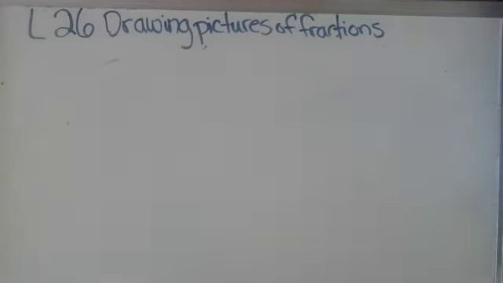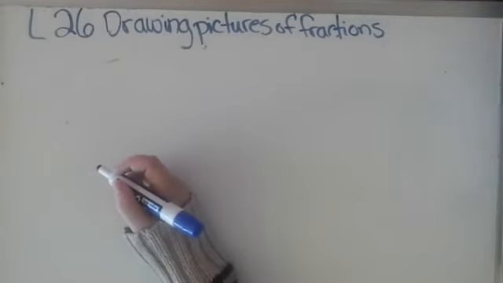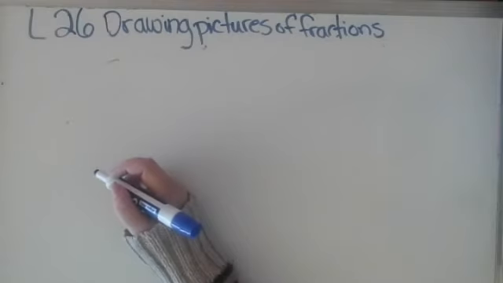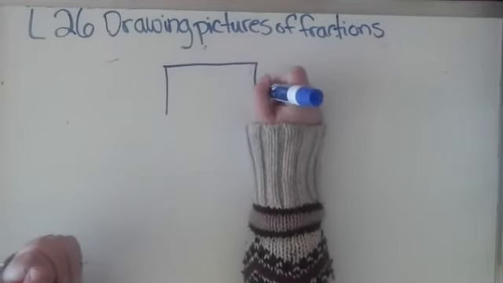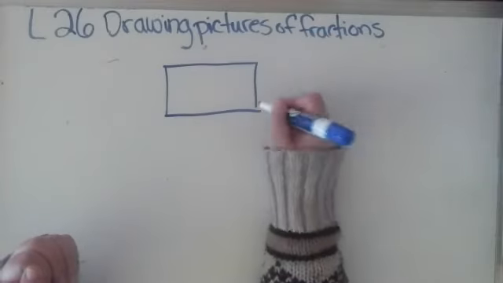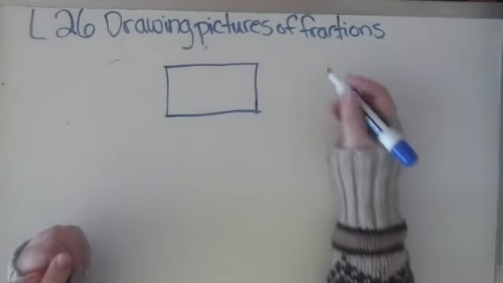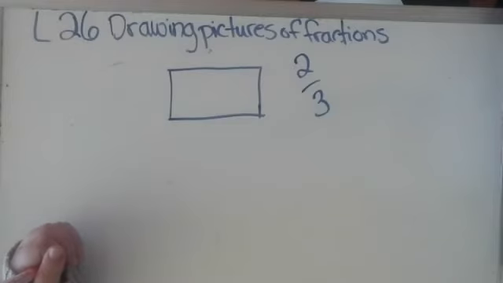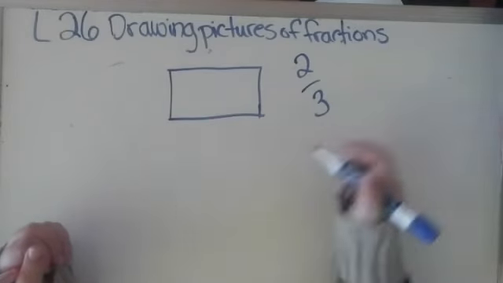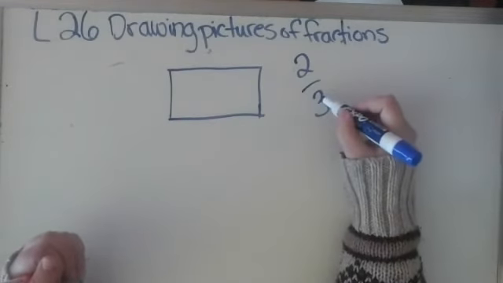If your question says draw a rectangle and shade 2/3. So we'll start with my rectangle. Okay, now I need to say 2/3. Okay, 2/3. So because I'm shading 2/3, I need to start with drawing my pieces. I have 3 pieces altogether.